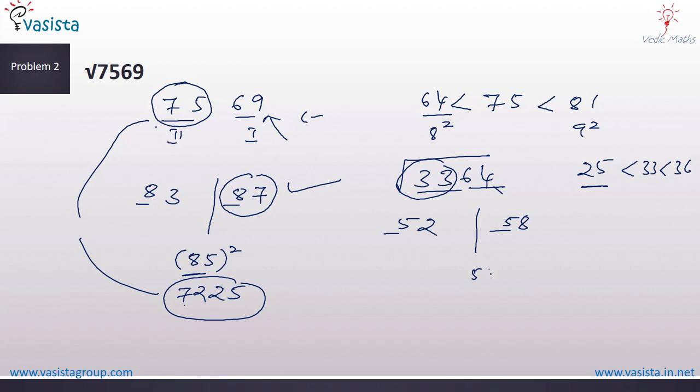Now let us find 55 square. 5 into 5 is 25, and 5 into 6 is 30. So 3025. Compare 3025 and 3364. Which is the bigger one? 3364. So the answer here is 58. Hope you understood.